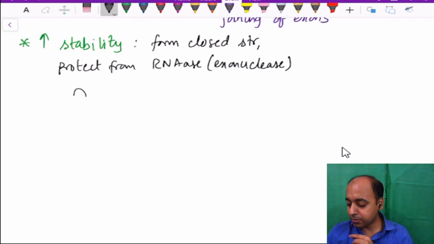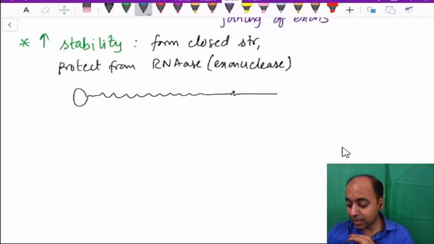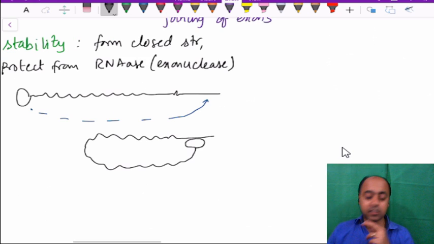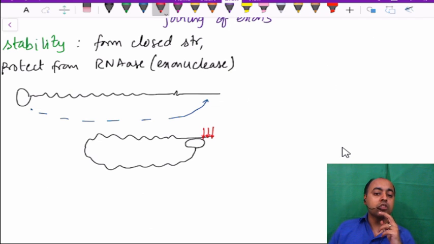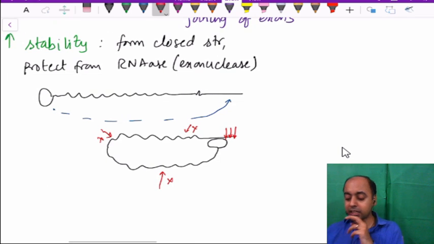See, this is the cap and this is the tail. The cap and the tail have affinity for each other, and therefore they form a closed structure like this. Now when the exonuclease comes, it will cleave here, here, here, and now it cannot cleave because there is no end. Exonuclease can cleave only from the end. It cannot act anywhere in between. For this we will require a different enzyme, which is endonuclease, which is present in much lesser amount. So because of this closed structure, the stability is increased and the RNA will survive for a much longer time.